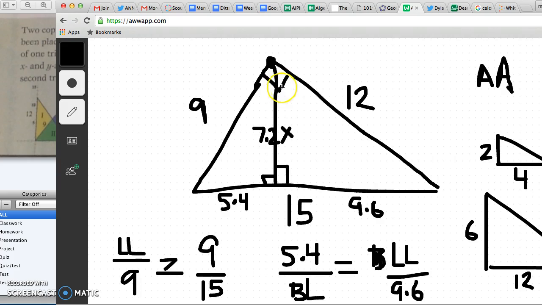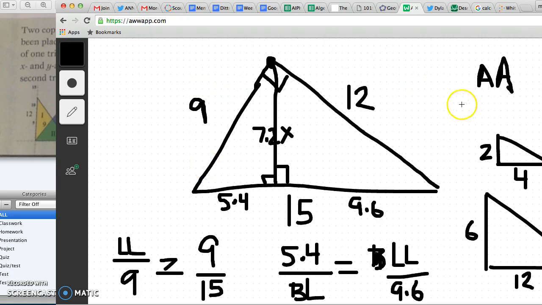53 plus 37 is 90. That's where I got 37. So now I've got a 90, 53, so this must be 37. And I've got a 90, 37, so this must be 53. And the whole thing is a 90, 37, 53. So since they all have the same angles, they're similar.